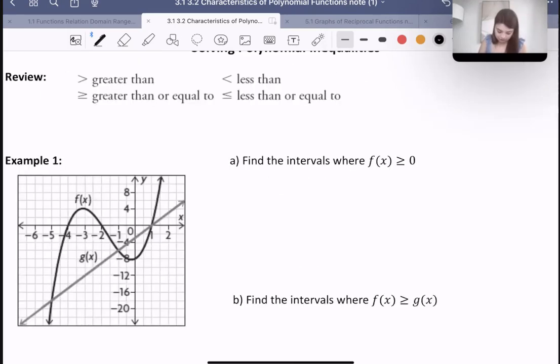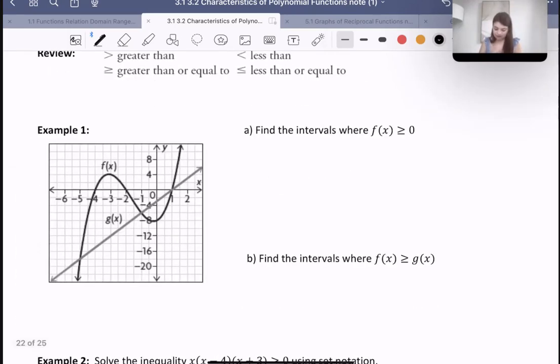It asks, here's a graph. Find the intervals where f of x is greater than 0. Well, let's see. Here's the 0 line right here, this x-axis. Where is f of x greater than 0? Well, it's greater than 0 for this little hump, and it's greater than 0 for this part of the graph over here. And where is that? That means from -4 up to -2, it would be greater than or equal to 0.